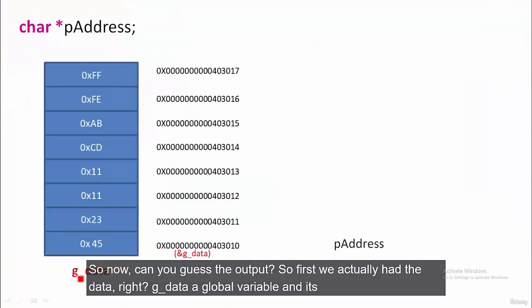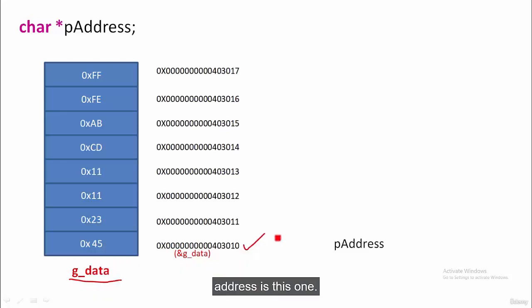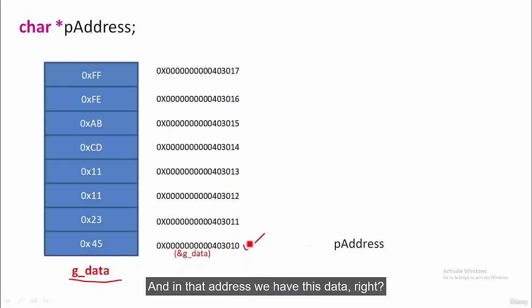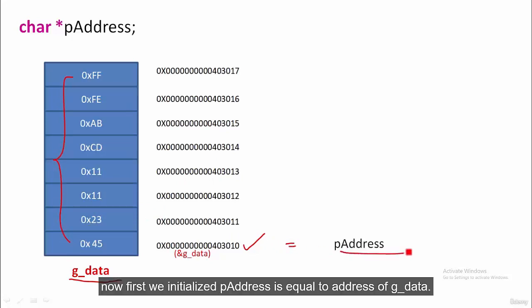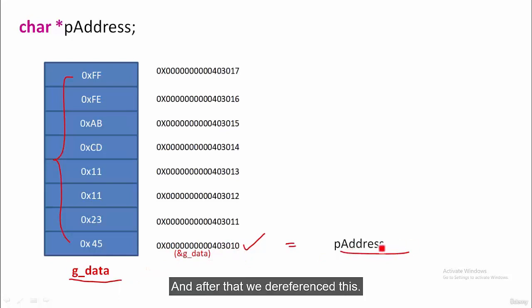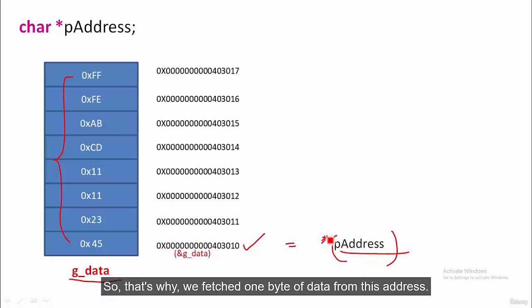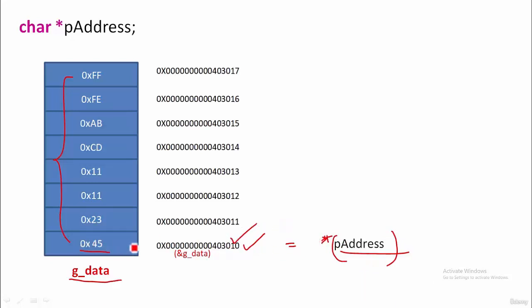First we had the data, G data, a global variable, and its address is this one. And at that address, we have this data, so this is the value. Now first we initialized p address equal to the address of g data, correct? After that, we dereferenced this, so we fetched 1 byte of data from this address that happens to be 45, correct?